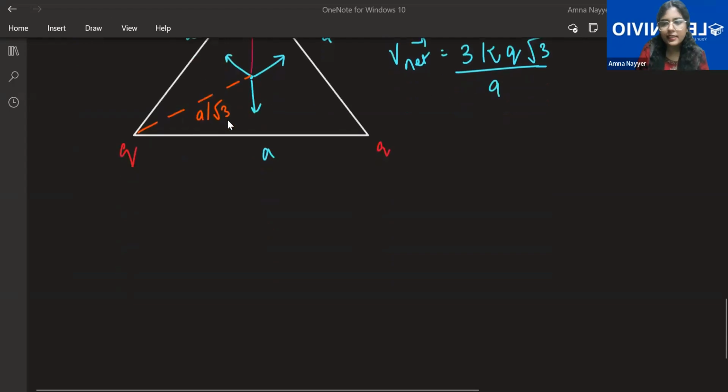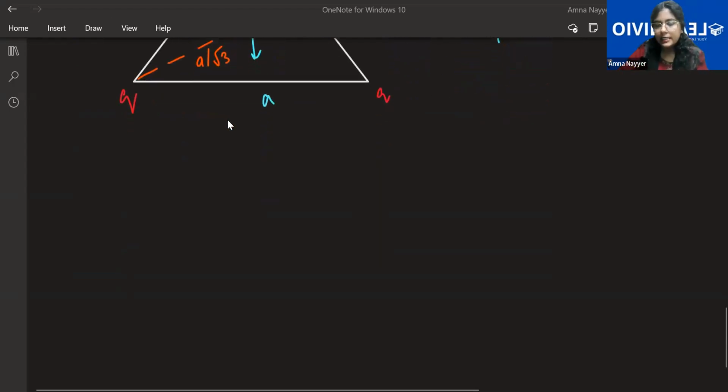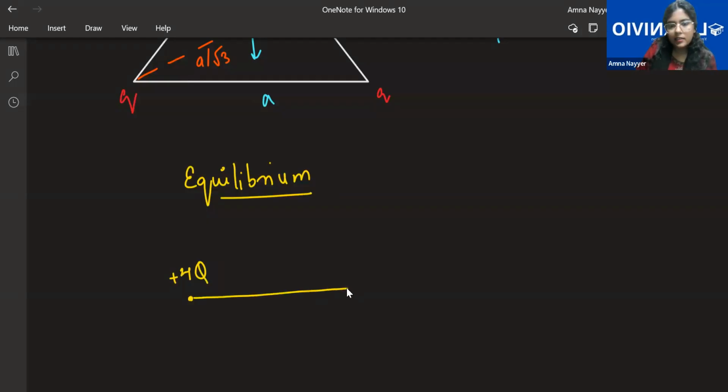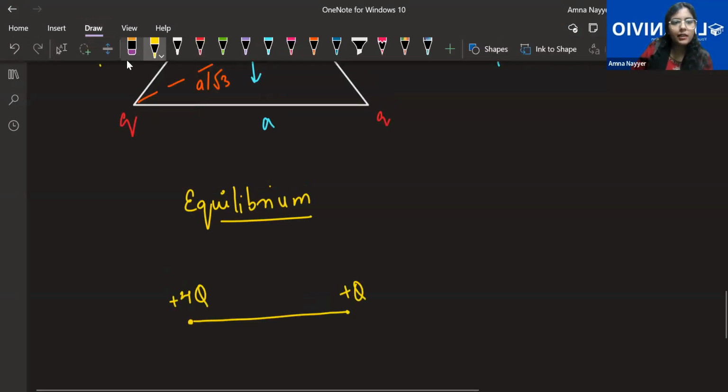Okay, next, Jesleen, just one more thing before you leave. When you have two charges and we use the equilibrium concept, let's take one example. One charge is there, plus 4q, and here we have one more charge. Since we are calculating the potential, let's take this as negative, minus q. They are separated by a distance of A.